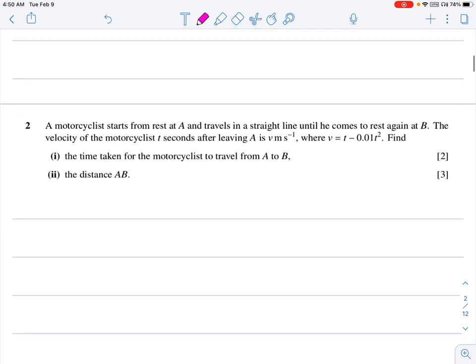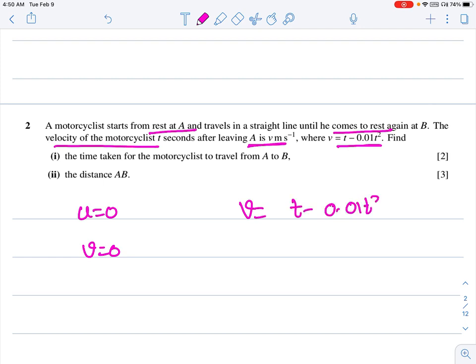Question number 2. A motorcycle starts from rest at A, so initial velocity is 0. It travels in a straight line until it comes to rest at B, so final velocity is also equal to 0. The velocity of the motorcycle t seconds after leaving A is v meters per second, and v follows this formula: v is equal to t minus 0.01 t squared. So at two instances the velocity is 0. So we shall find the time at what instances the velocity is 0.